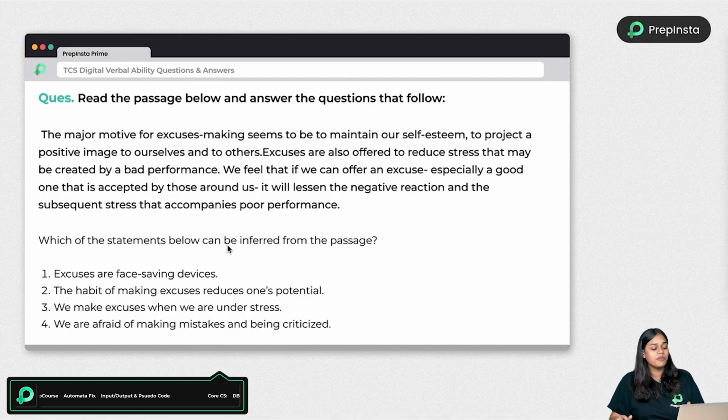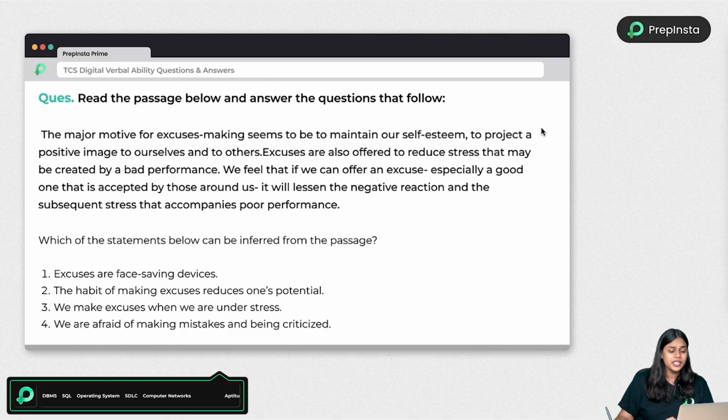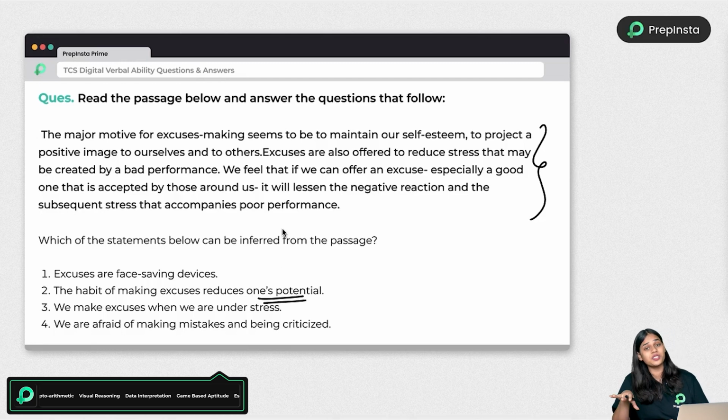Second option, the habit of making excuses reduces one's potential. Now, from this particular passage, do you think that we're talking about reducing one's potential? No, the person has the potential, but the person is trying to save his name and his reaction and his personality from others. So it's not talking about potential, but more about saving one's face. So that is going to be our answer.